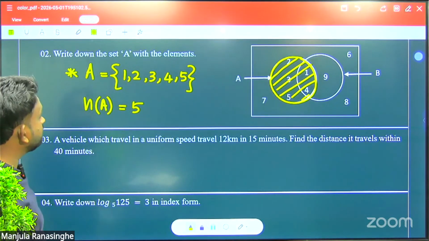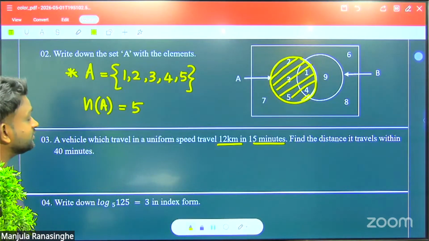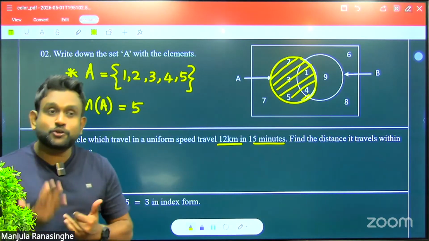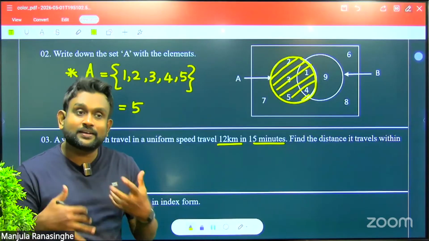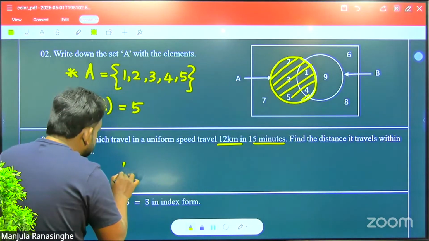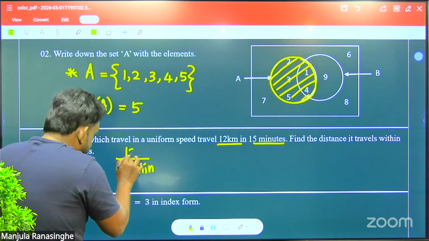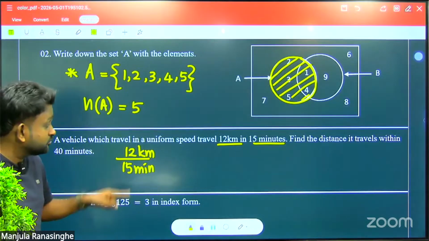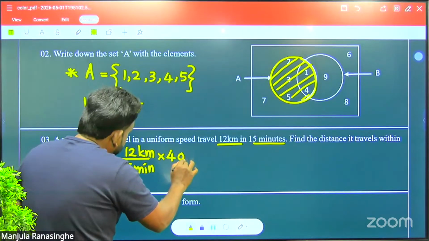The third question: a vehicle which travels at a uniform speed travels 12 kilometers in 15 minutes. Find the distance it travels within 40 minutes. You can make it as a ratio, or you can calculate the speed and then do it, but I take it like a ratio. Within 15 minutes it travels 12 kilometers. If that is so, within 40 minutes, how much distance does it travel?